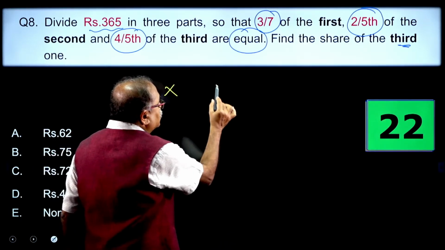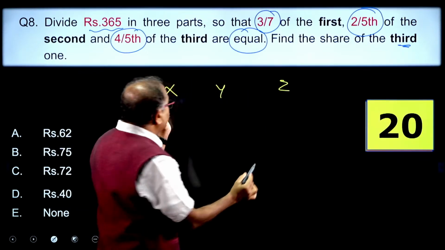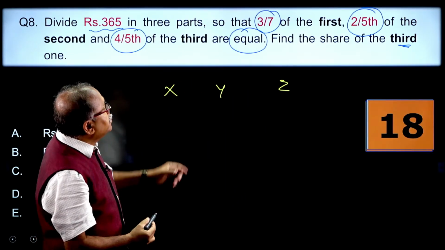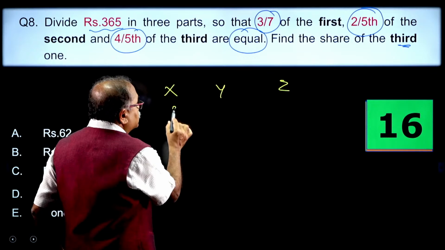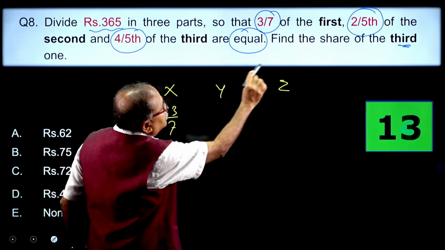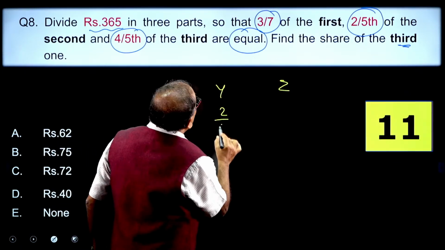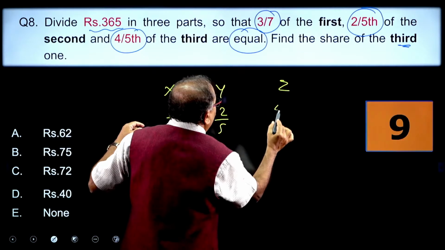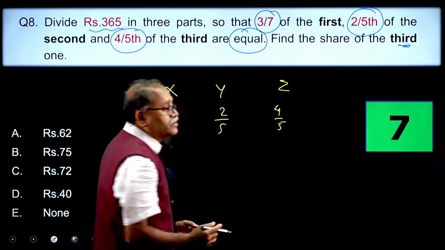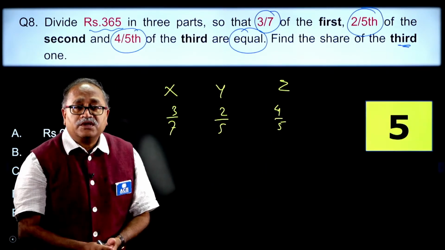So, here it is x, y and z, the first number, second number and third number, and here it is said 3/7 of the first one is equal to 2/5 of the second one, which is equal to 4/5 of the third one. You have to find out the third one.